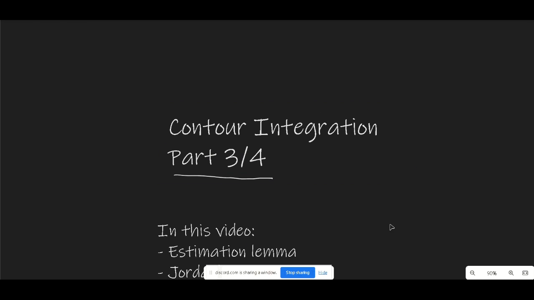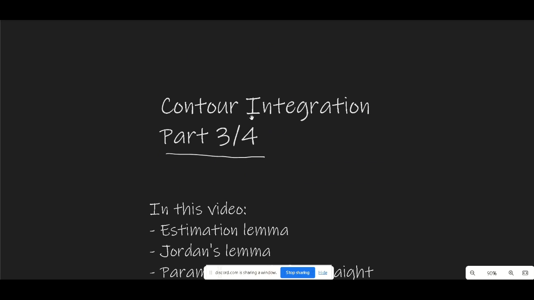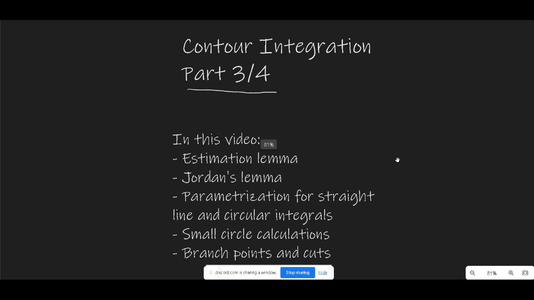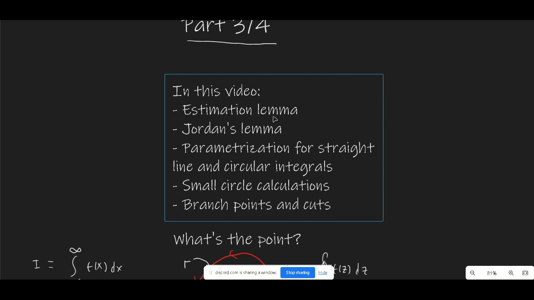In this video we are going to be covering, first of all, this is contour integration tutorial 3 out of 4. This is where we're going to get into the real nitty-gritty of evaluating contours that are in the complex plane. So in this video we're covering the estimation lemma, Jordan's lemma, parametrization for straight line and circular integrals, small circular calculations, and we're going to dip our toes into branch points and cuts, but we're not going to completely cover those topics. We're going to leave a little bit of that for the next video because it'll make more sense in the next video.